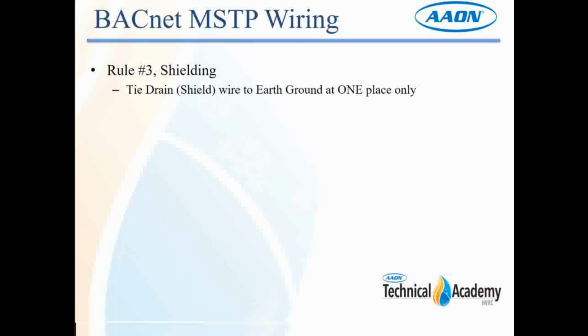Now you're going to take the drain wire, which is your bare conductor within that cable, and you're going to tie it to the earth ground in one place only. So the chassis of the building is a good example of that.